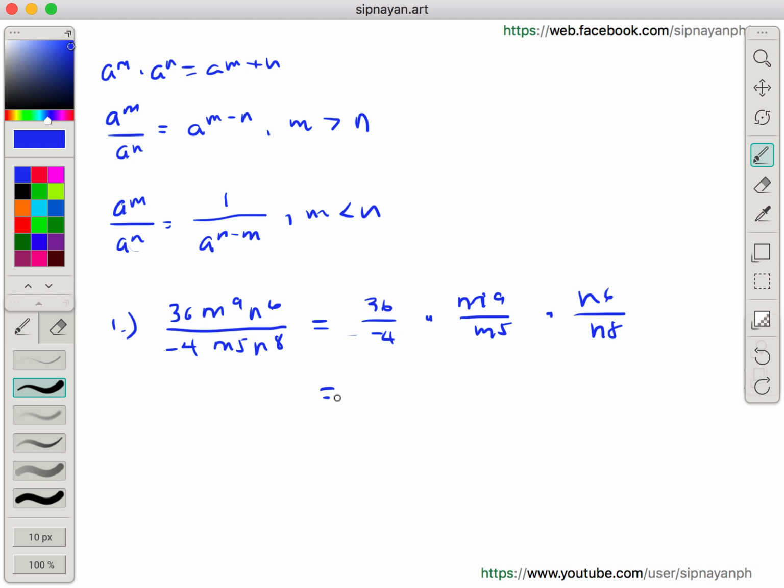So 36 divided by negative 4 is negative 9, times, by this law, mas malaki yung 9 sa m, so pwede na natin i-subtract ng diretso. And then, ito mas malaki yung sa baba, so magiging 1 over n raised to the 8 minus 6. Mas malaki yung n kaysa sa m. So, magiging negative 9 times m to the 4th times 1 over n squared.